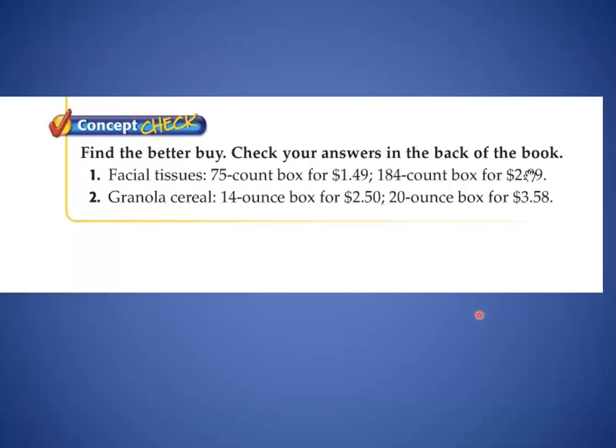So you do not have these on your notes, but I would like you to do number 1 and number 2. You're going to compare facial tissues and then granola cereal. Once you get done finding the best deal of number 1 or 2, then you can unpause the video and look at the answers and make sure you're doing it correctly. Remember, you're always taking the price divided by the amount.